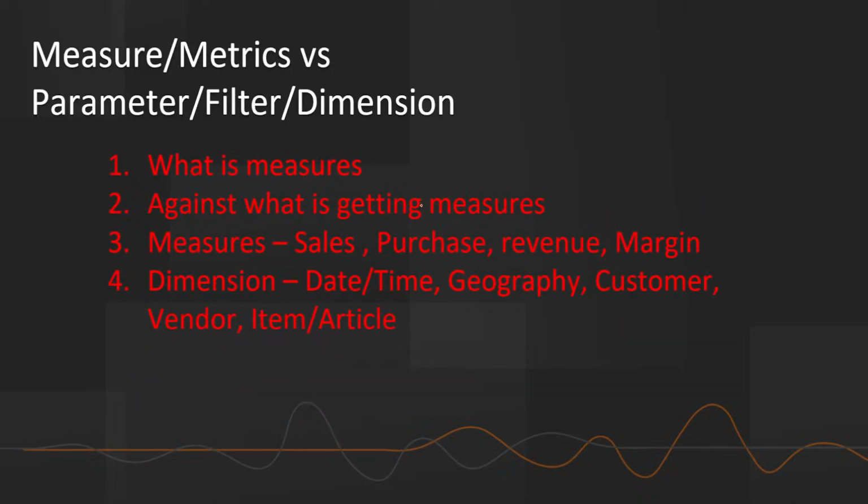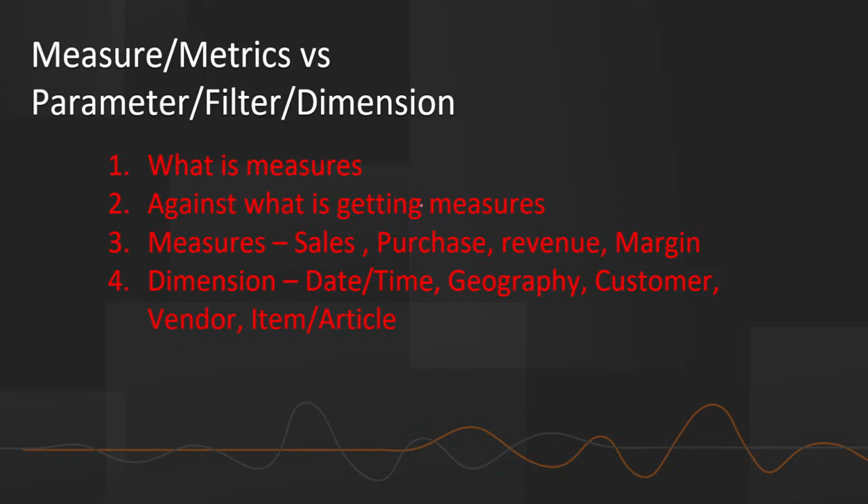Now, in business intelligence and analytics, there are a few more terms which you need to understand. And before I go, I just checked the chat, I don't see any other questions, so we'll continue. So we talk about measures, metrics versus parameter, filter, dimension. What is a measure? Anything which you want to use for performance measurement: sales, revenue, targets, margin, profit, all these are measurables. We are going to measure the performance.